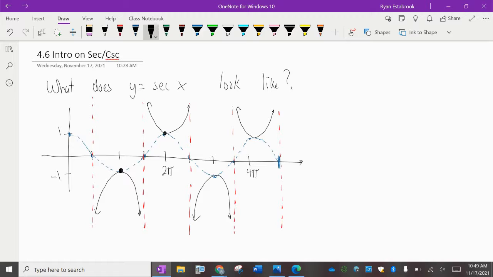A period is an up and a down, and then another up and another down. So here is what the secant graph is going to look like. Secant can be kind of weird, but if we treat it like a cosine, which is just its reciprocal, and use that as a guideline, then we can get our secant graph.